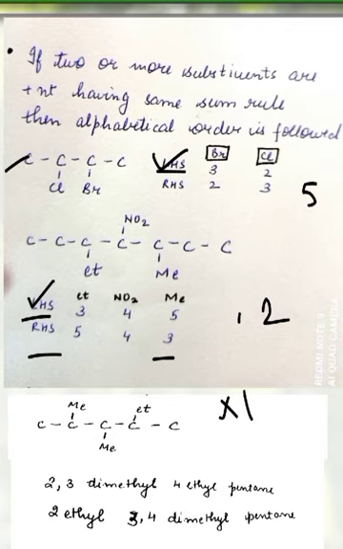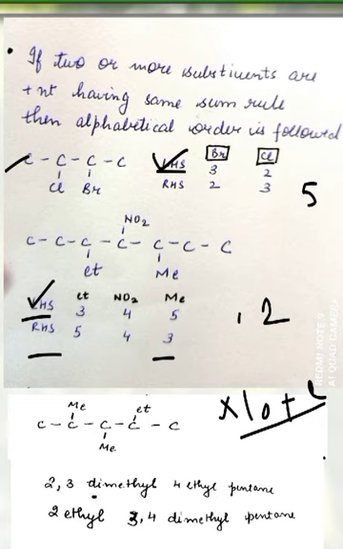Here there is a note that di, tri, secondary, tertiary, these words are not included in the alphabetical order. For example, here if I write the name of the compound, I have two possibilities, that is 2,3-dimethyl 4-ethyl pentane or 2-ethyl 3,4-dimethyl pentane.